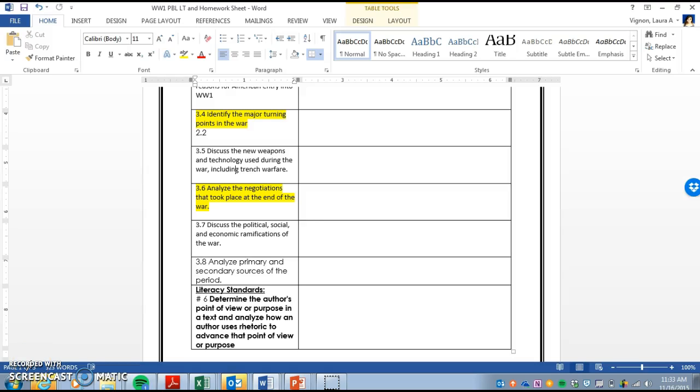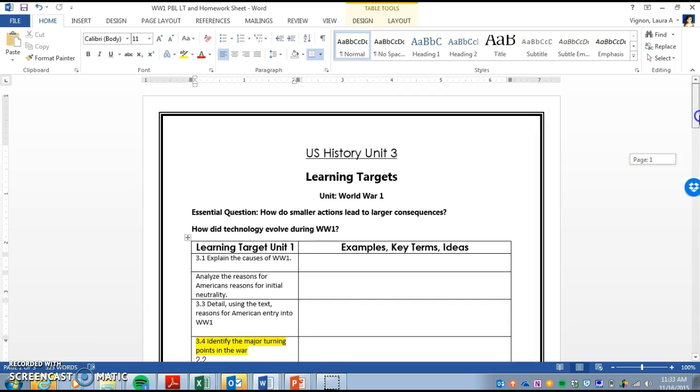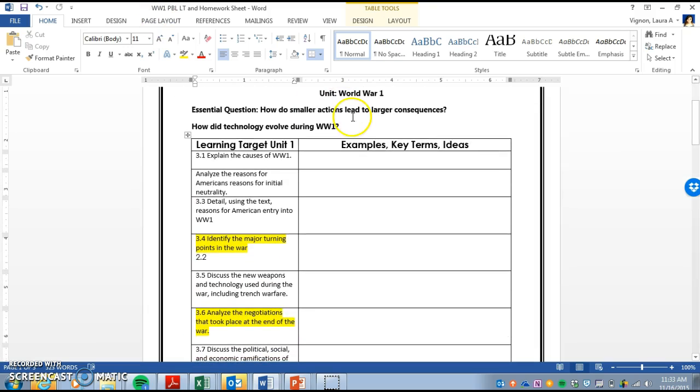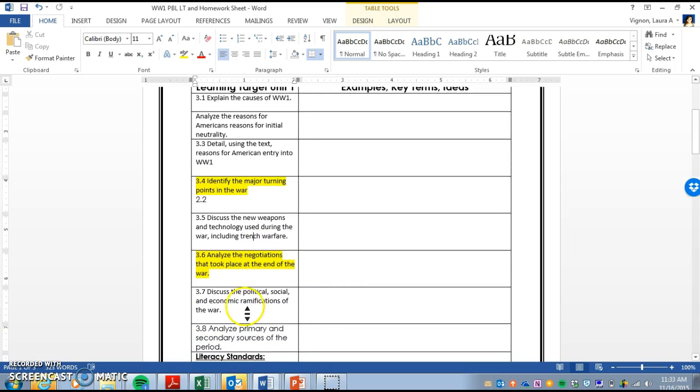Hey guys, it's Miss Finian, flip video 4 for World War I, and this is our learning target sheet. We're still looking at these two essential questions, and learning targets 3.4 and 3.6. We will get a little bit of 3.5 in there, but we've kind of already discussed that one. And then 3.7 we'll touch on as well, so go ahead and put that one.